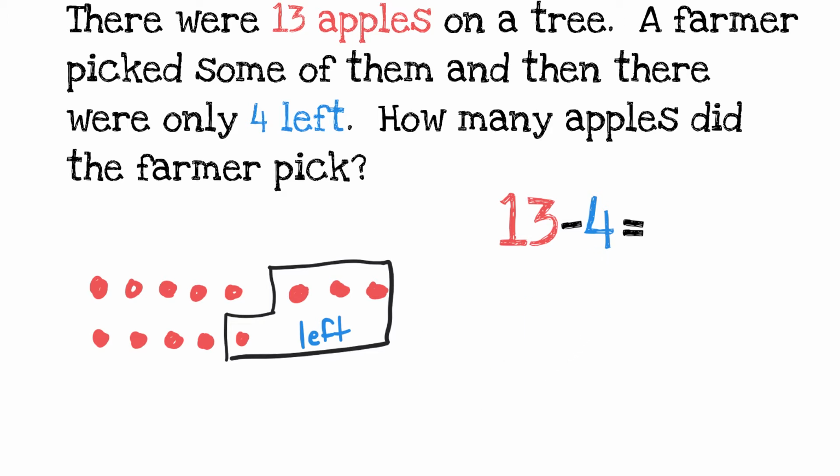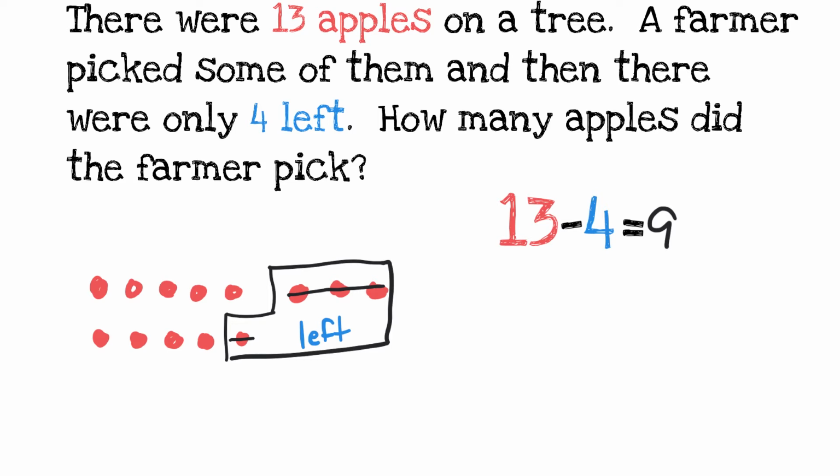That means that whatever is left is what the farmer picked. So I'm going to go ahead and cross those out now because that's what the farmer actually subtracted. So now that I've crossed those out from that group, here's what we've got. We've got 5, 6, 7, 8, 9. So that means that the farmer picked 9 apples.